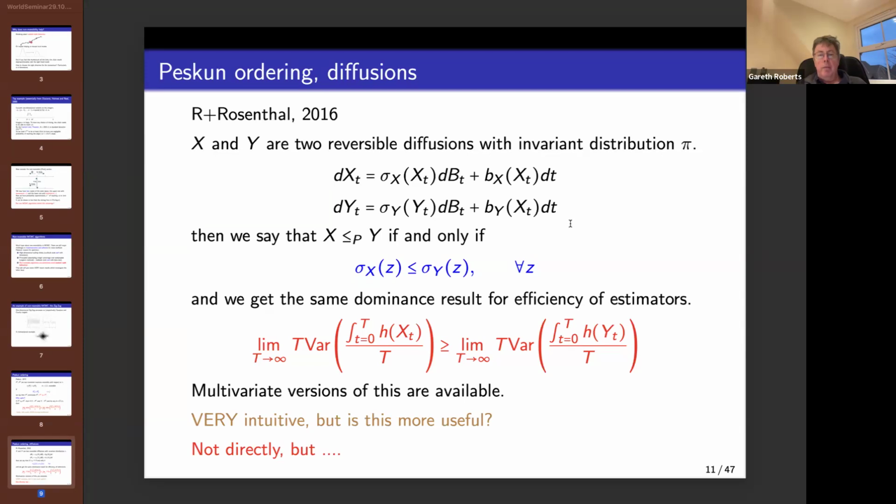There may be other ways of proving it, but the way we prove it is that it's most natural to do it via taking limits from Peskun ordering results. You can get multivariate versions of this, but I don't really want to talk about that today. This seems very intuitive, but it's not that useful directly because obviously we don't run diffusions. Our MCMC algorithms are not diffusions.